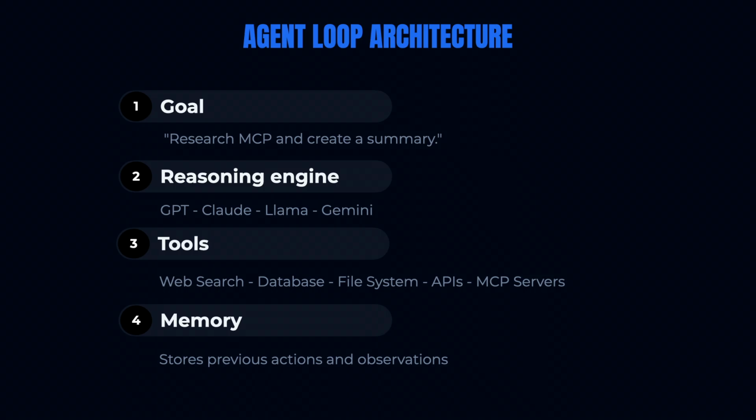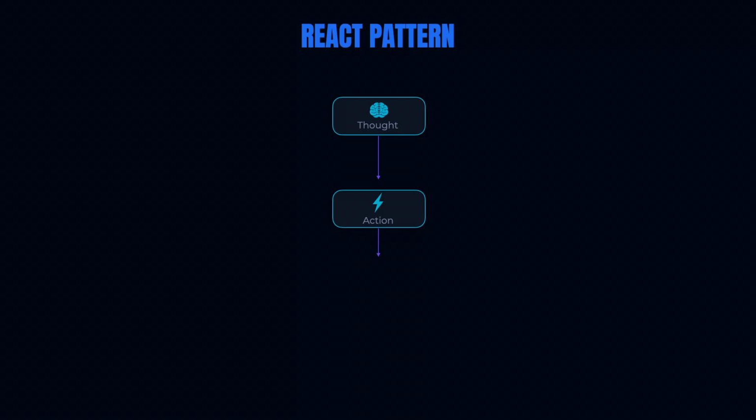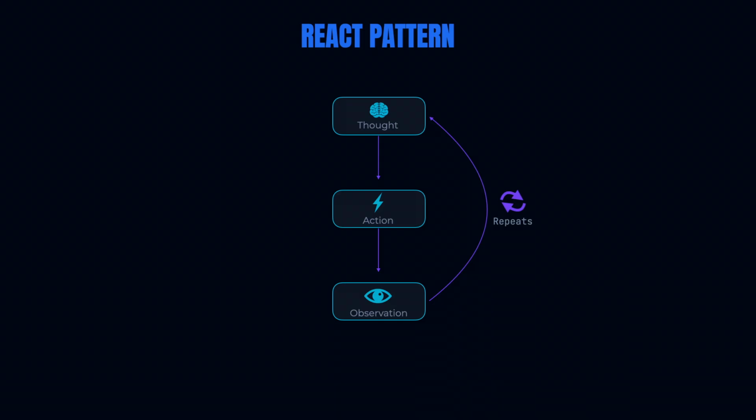So let's understand one more pattern which is heavily used in the agent loop, called the ReAct pattern. Most modern agents use this pattern. The cycle looks like this: thought, action, observation, then thought, action, observation, and it repeats. This pattern became one of the most influential architectures in agent systems because it combines reasoning with real world actions.